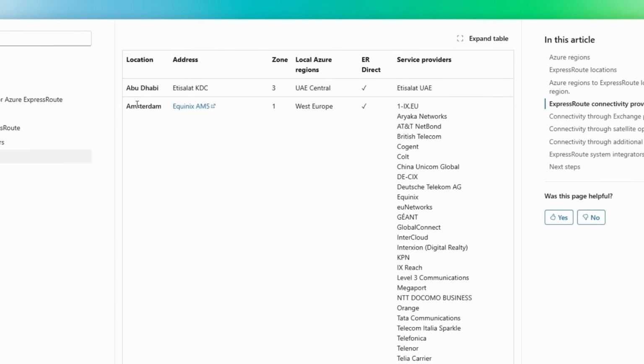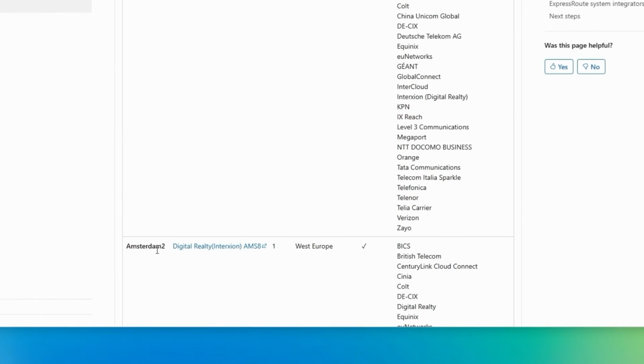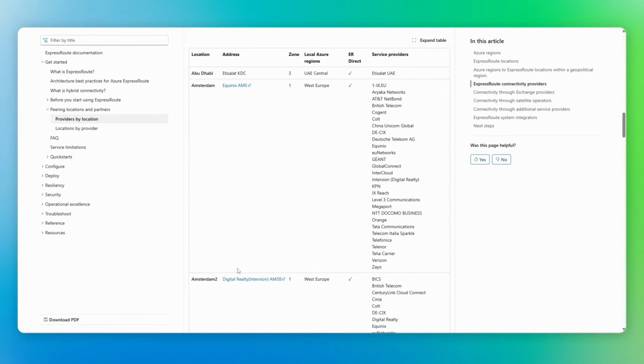In Amsterdam, Amsterdam 1 is Equinix AM5, and Amsterdam 2 is Digital Realty AMS8. Choosing Amsterdam Metro gives you a link into both facilities. You'll see this visually in the Azure portal when creating a circuit.